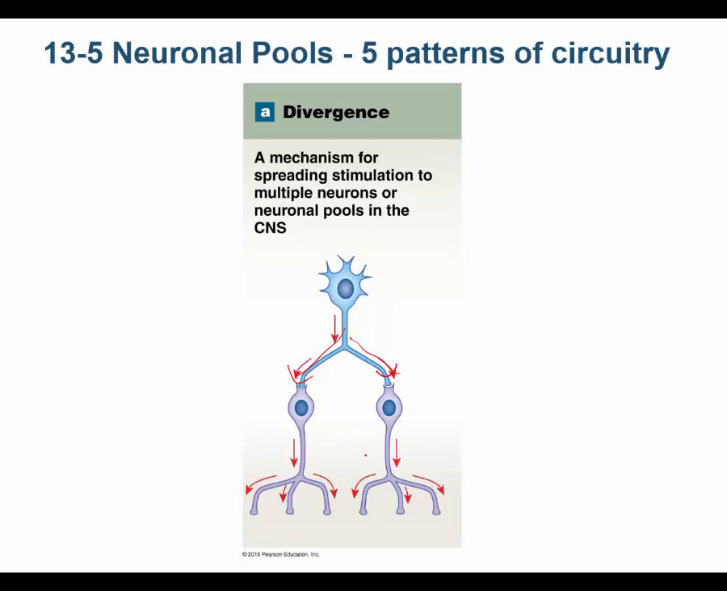For example, you step on a nail. A whole bunch of things happen simultaneously when you step on this nail. You say ouch, you pull your foot away, and I don't know what else, but you do a whole bunch of things. Well, how can you do all that simultaneously? Because the signals diverged and went to different parts of the brain. So that's a diverging pool.